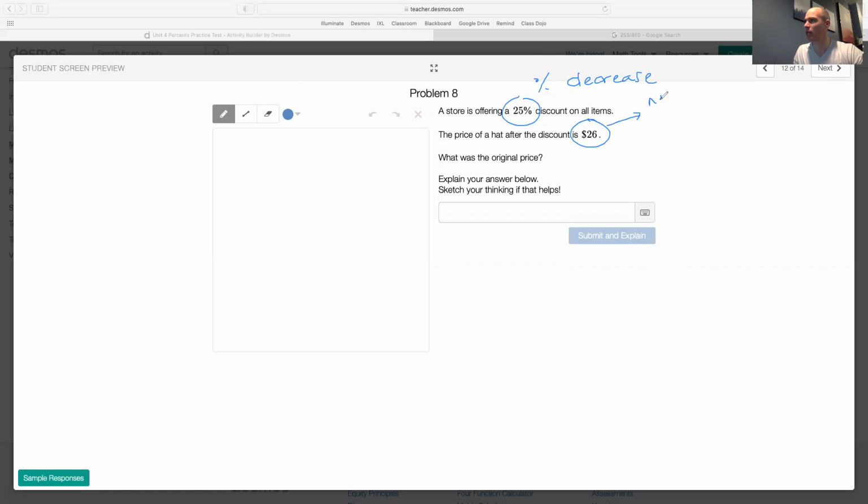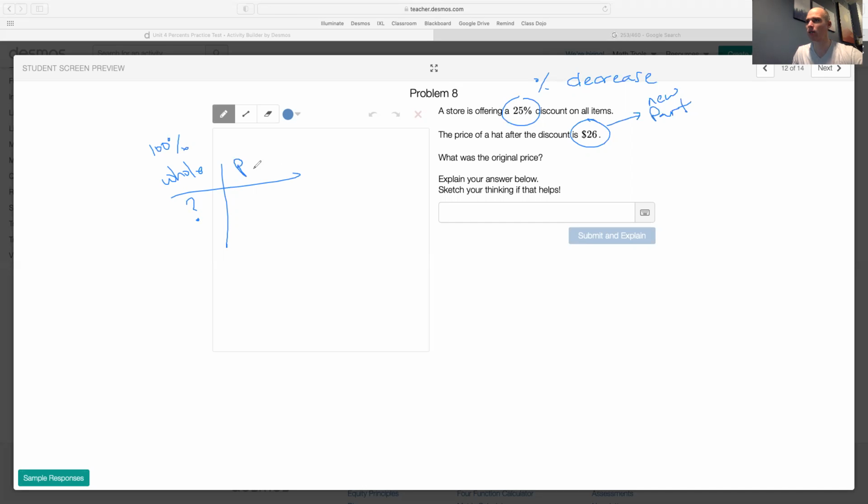So this is like my new number or my part, right? This is a part of what that original 100% price was before the 25% got taken off. So this is after the 25% got taken off. So if I'm thinking of it like a table like this, I'm thinking, okay, my whole or 100% value, that's the unknown in this case.